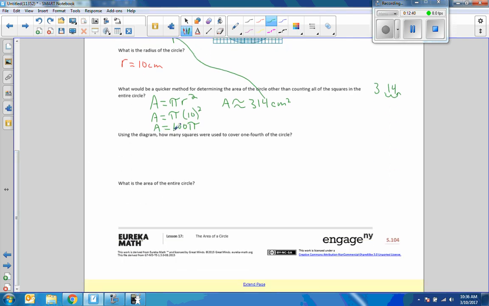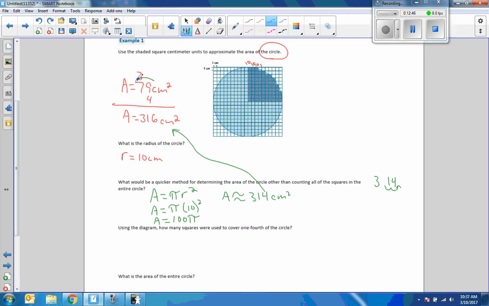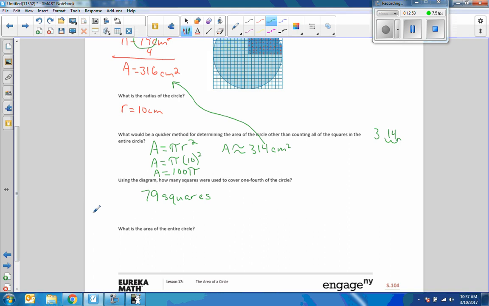Now it says use the diagram. How many squares were used to cover 1/4 of the circle? And I've already counted that. That's right here. Okay, so I would say 79 squares. What is the area of the entire circle? The area of the entire circle is 314 centimeters.